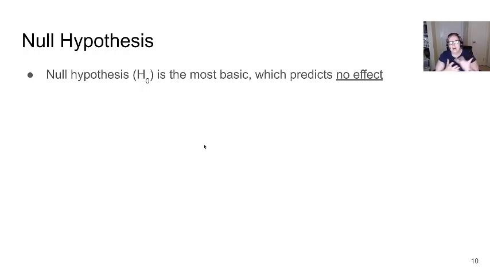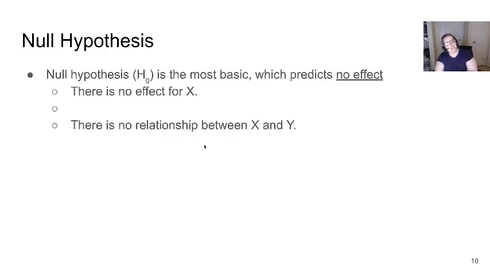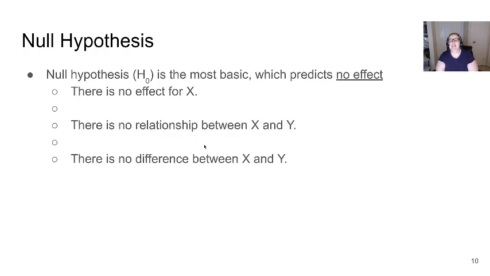So a null hypothesis is the most basic hypothesis. It basically says there's no effect. I could say there's no relationship, there's no effect, there's no difference, anything like no, right? Null, nothing. There's nothing to see here. So I could say there's no effect of x on y, for example. Or I could say there's no relationship between x and y. Or I could say there's no difference between x and y.